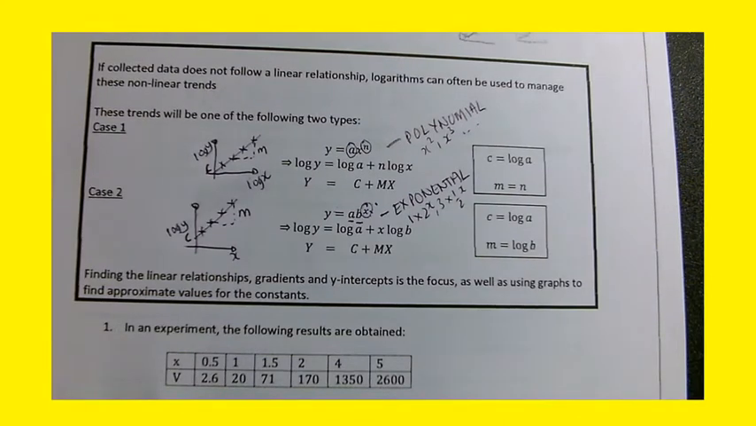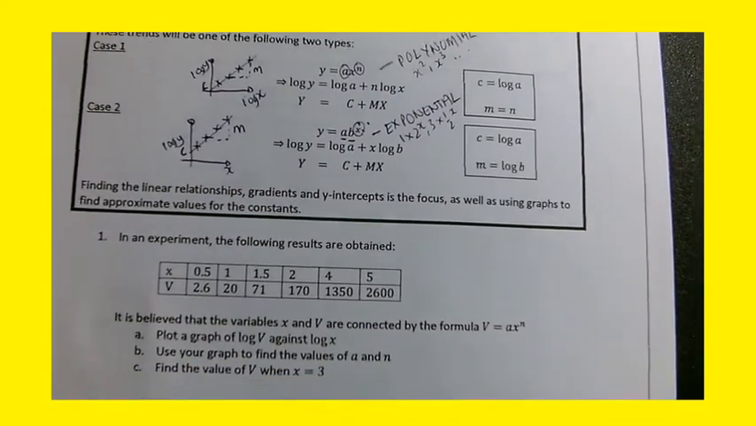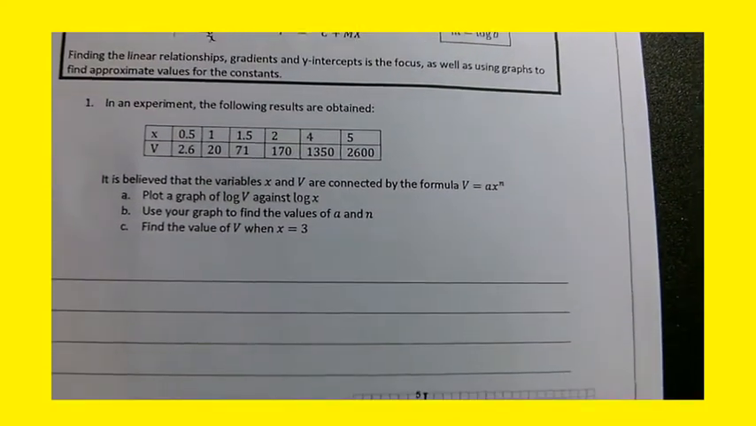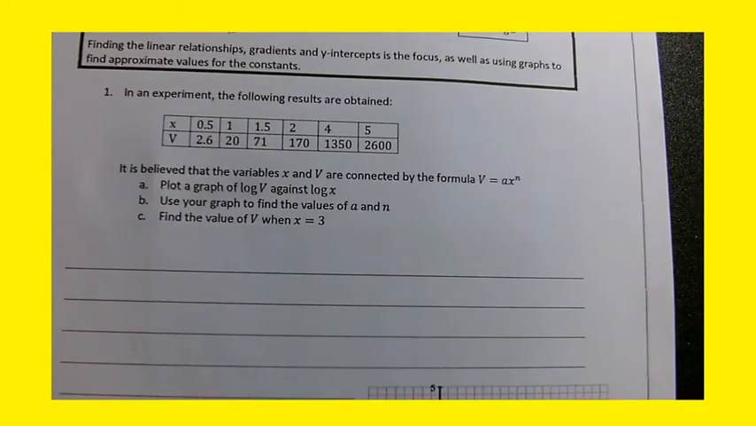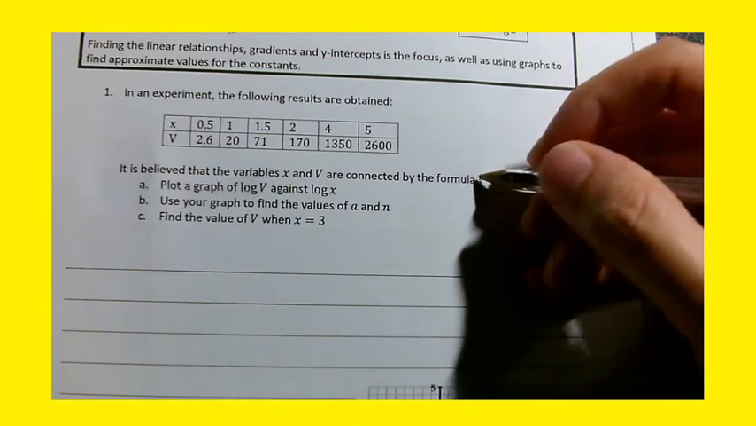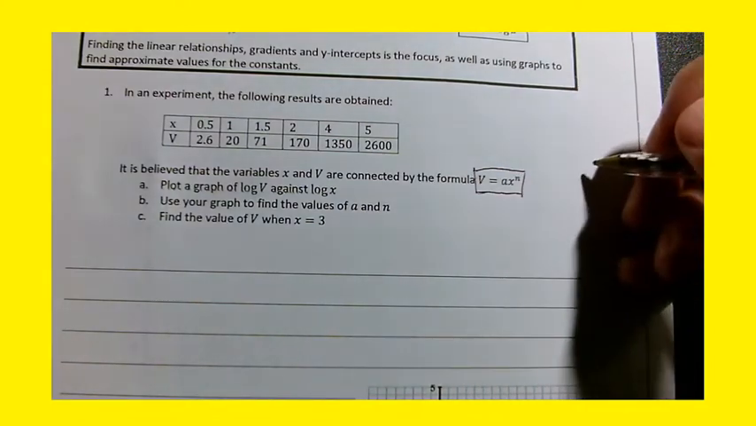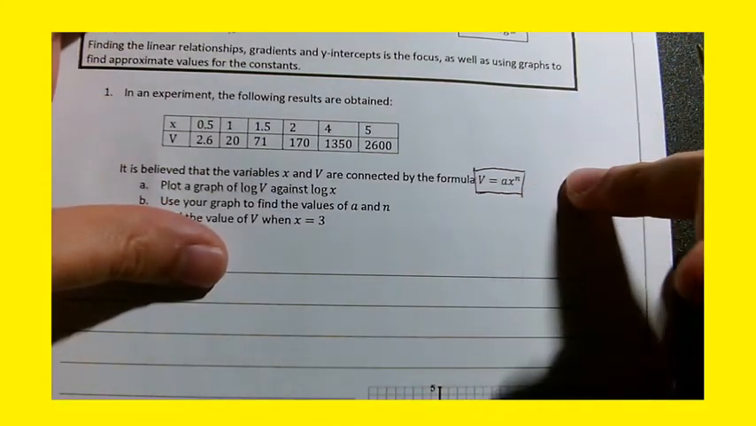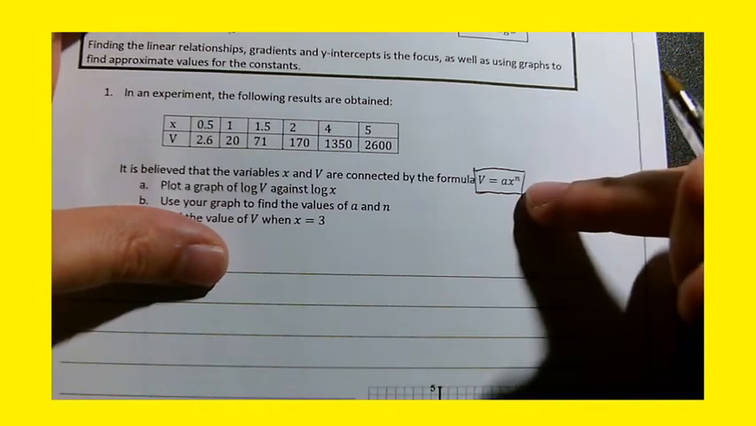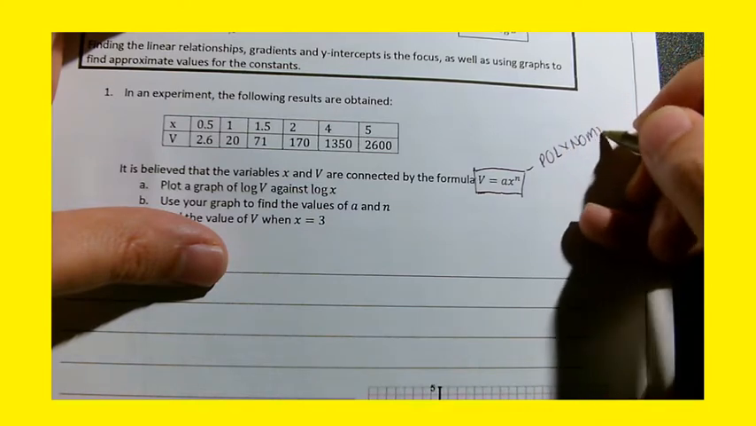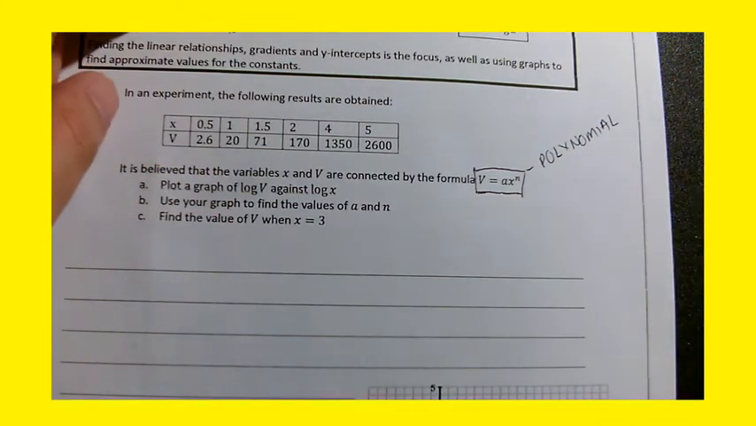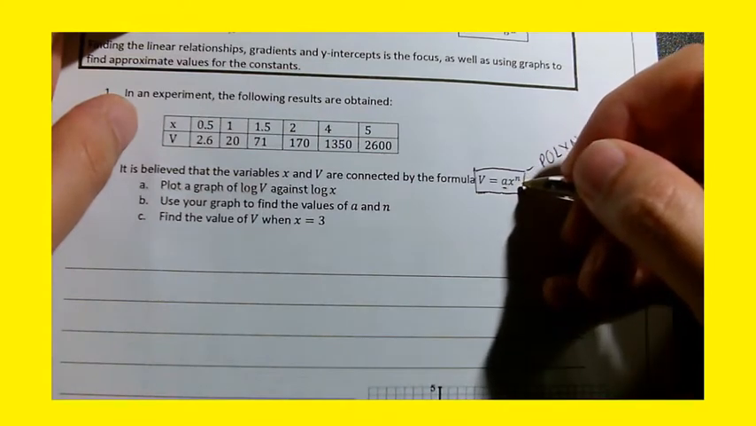So the key points that we need to understand is which log form are we using for which type. Are we looking for a polynomial or exponential? And then having a go at plotting. So we've got this data here. This is some raw data, and it's believed that the variables are connected by this formula. Now what we've got to do is analyse that and think, is that polynomial or exponential? Now for exponential, you'd expect to see x as the power, so this is polynomial. Okay, so we need to find the value of a and n.